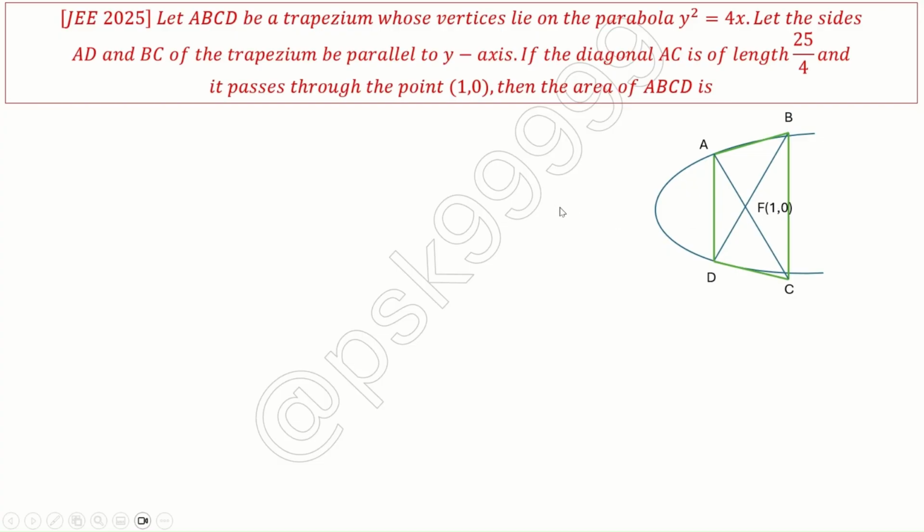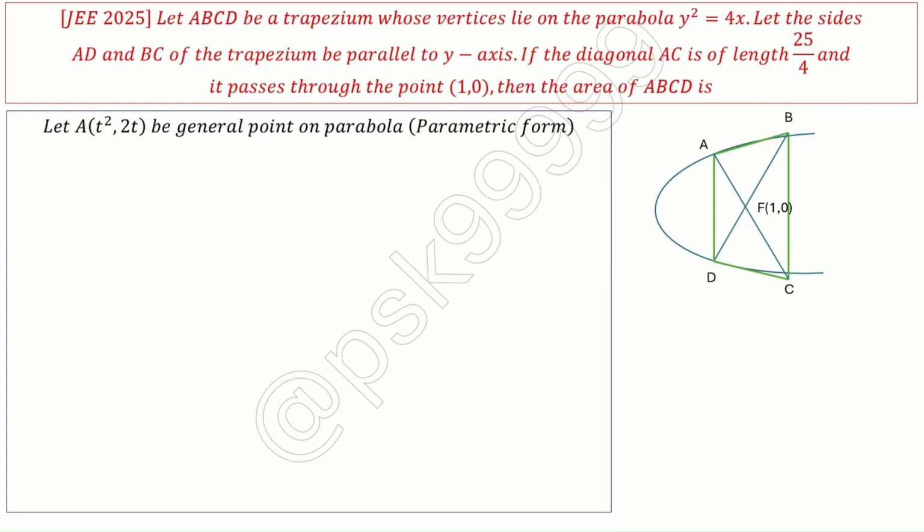Now, one more thing you should remember is the axis actually goes through the focus point, correct? Which means this trapezium is very much symmetric about this. So DB also has to pass through the focus (1, 0). Okay, DB also has to pass through (1, 0), because this is a symmetric picture. Now let's see.